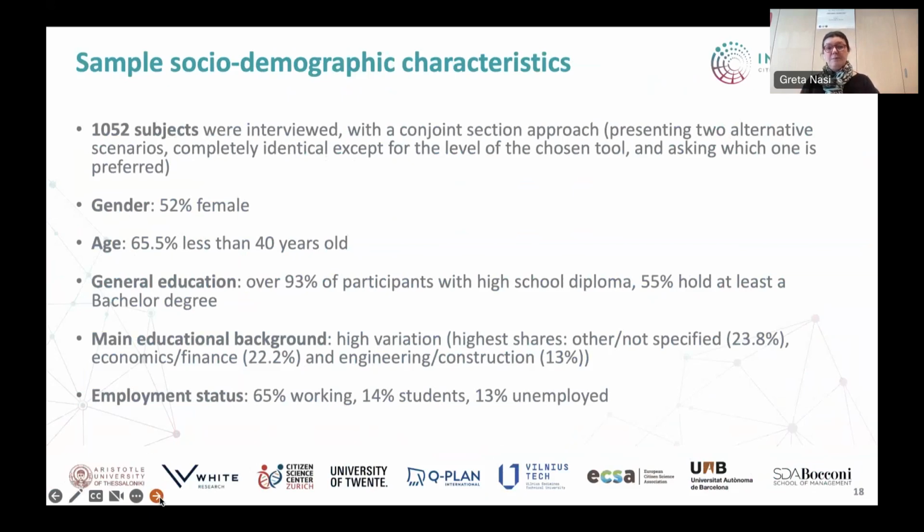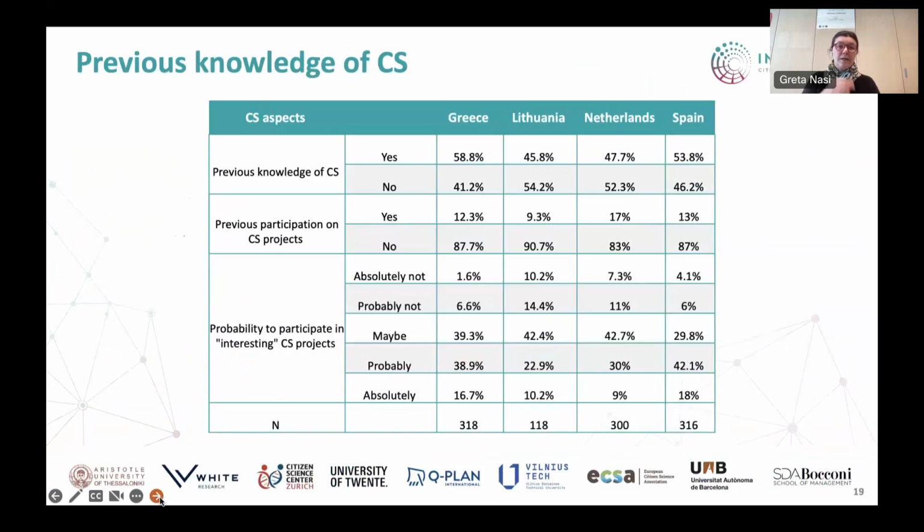93% have a high school diploma, 55% have a bachelor's degree, and in general terms, 65% of them were working, 14% students, and 13% unemployed. And this is the data that we got. This data is representative of the population of Greece, the Netherlands, and Spain. It is underrepresenting the population of Lithuania.